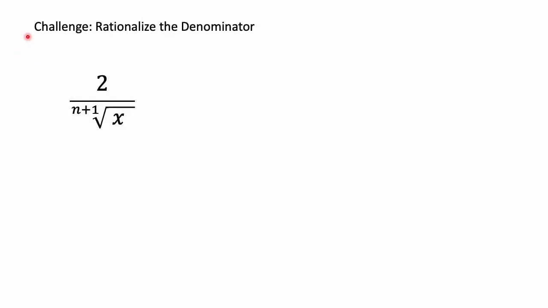In this video, we're going to look at the challenge problem at the end of the 7.6 classwork. In this problem, we're given the expression 2 over the n plus 1th root of x, and we're told to rationalize the denominator. If you'd like to give this problem a try, pause the video and see if you can figure out the answer. In just a moment, I'm going to reveal the answer and then give my walkthrough on how I solved this problem.